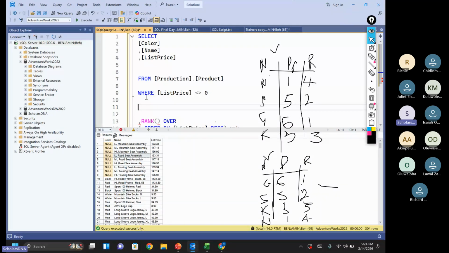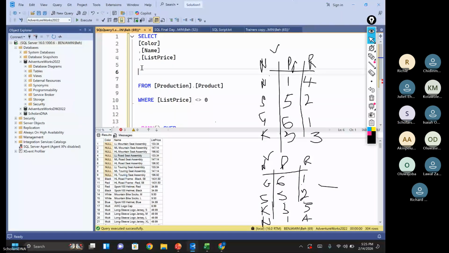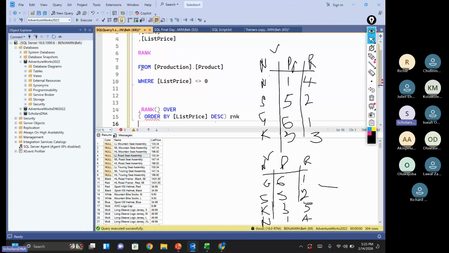We can now say rank. Ranking is a function. You just put a rank with a space. I want you to rank it. Do you guys agree that we are ranking this particular table based on the pricing? Do you all agree with me that it is the price we want to use to rank? Yes, sir.